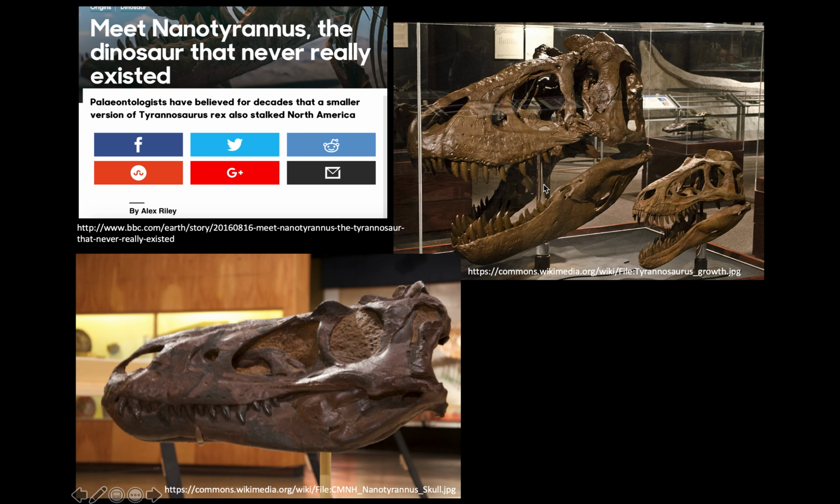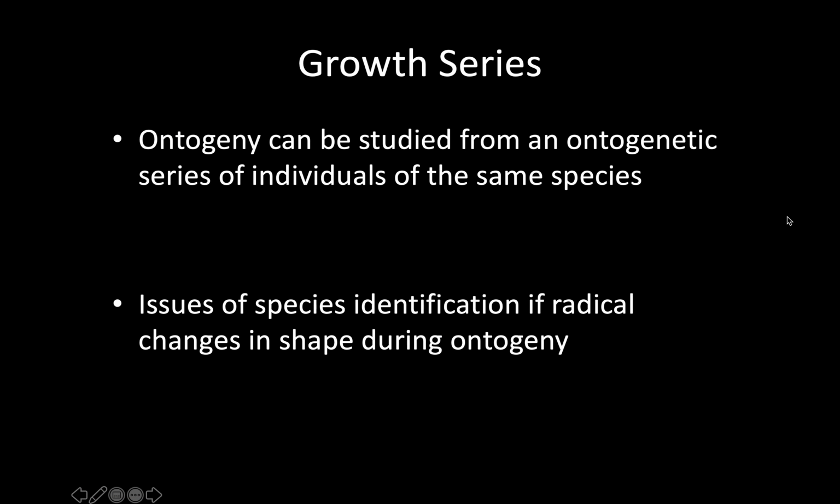So here we have our adult and juvenile Tyrannosaurus rex. There's a lot of evidence to indicate this Nanotyrannus might actually just be a T-Rex. I am not going to take sides on this argument. I really don't know enough about it, but it is possible that Nanotyrannus isn't actually its own dinosaur. It is just a juvenile T-Rex.